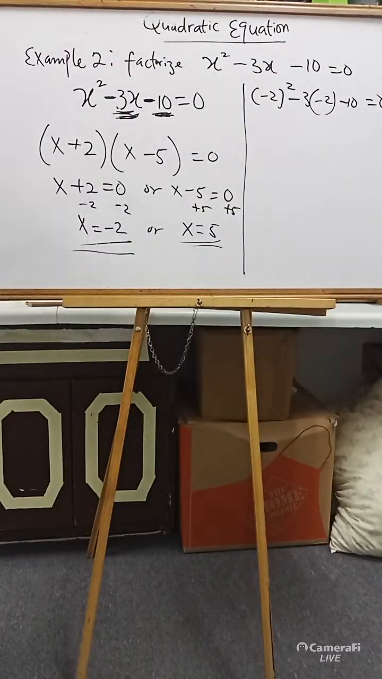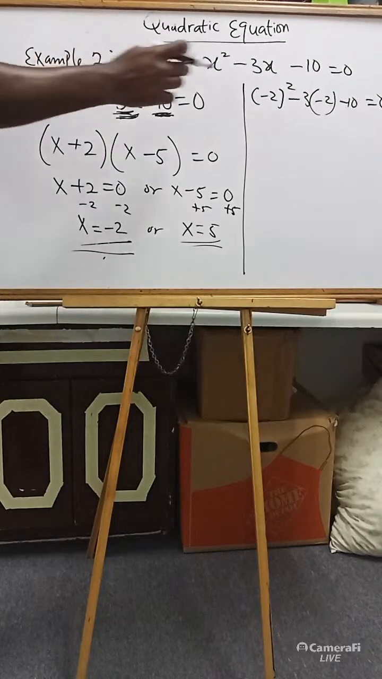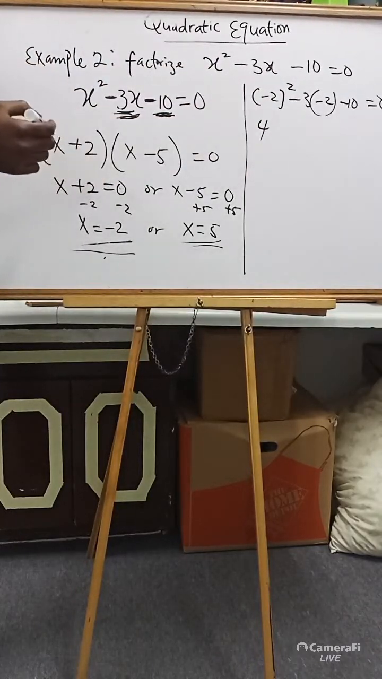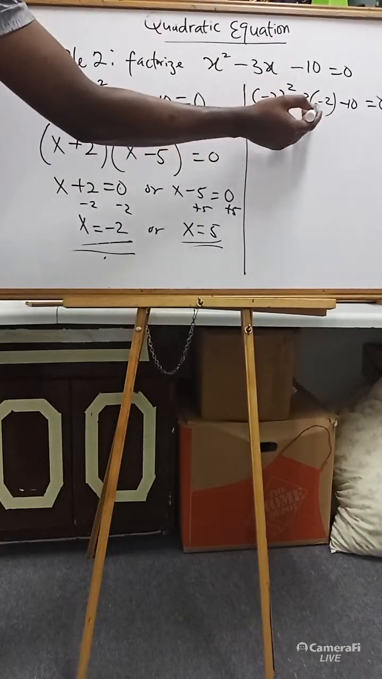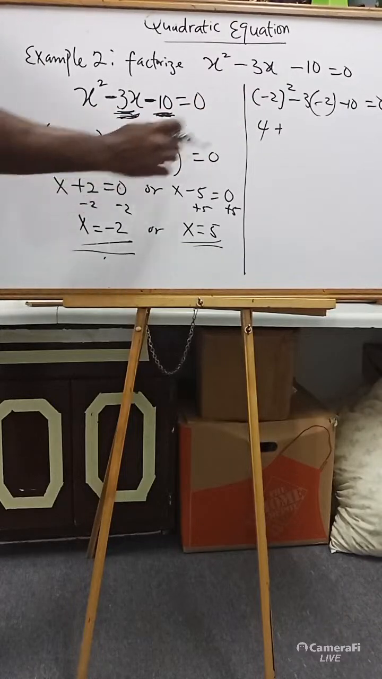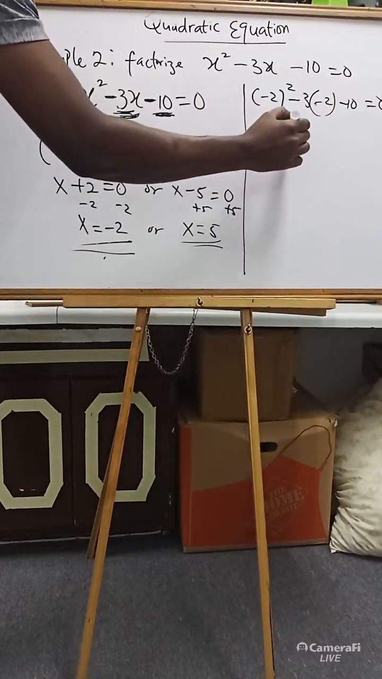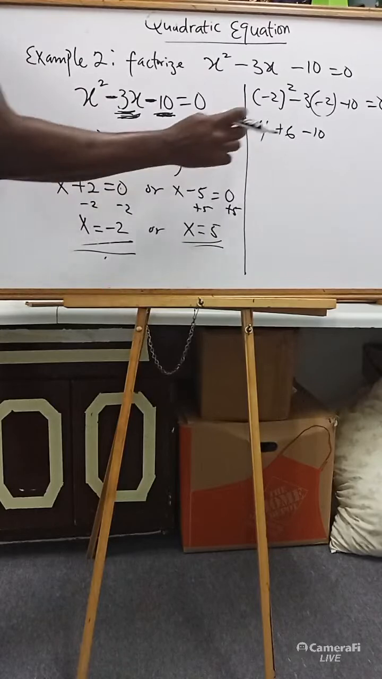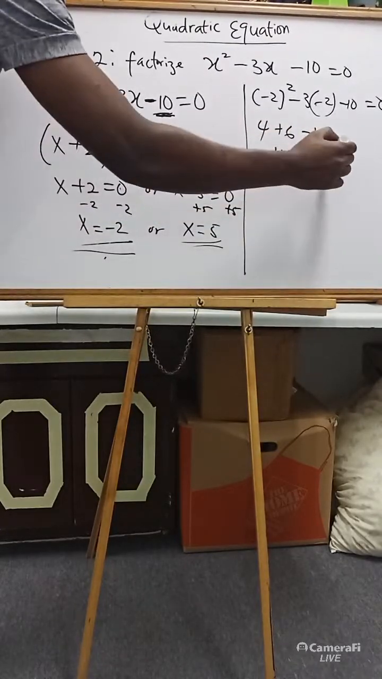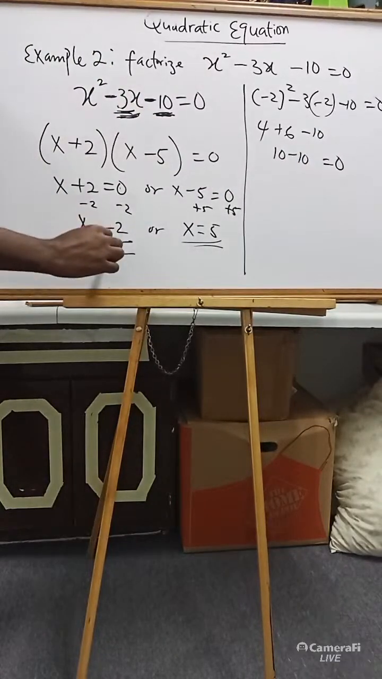If it is equals to 0, that means this answer is correct. So negative 2 raised to power 2 is going to give you positive 4. Okay? Negative multiplied by negative here is going to give plus 3 times 2, 6 minus 10. 4 plus 6 is 10 minus 10, which is what? 0. That means this is correct.